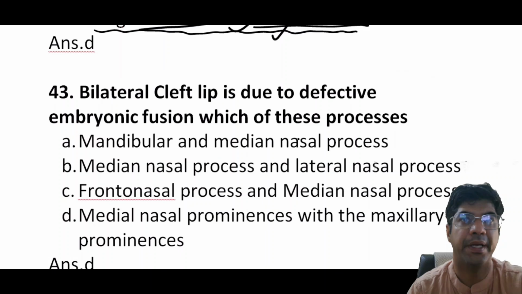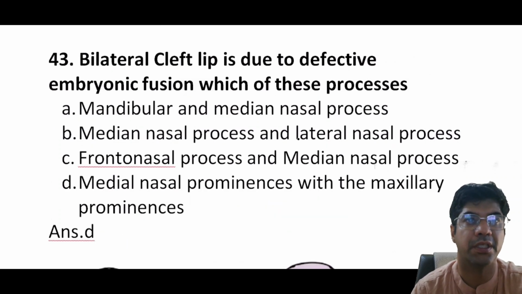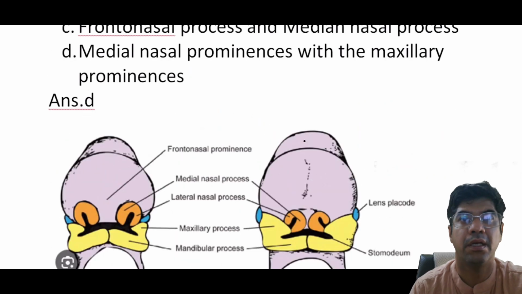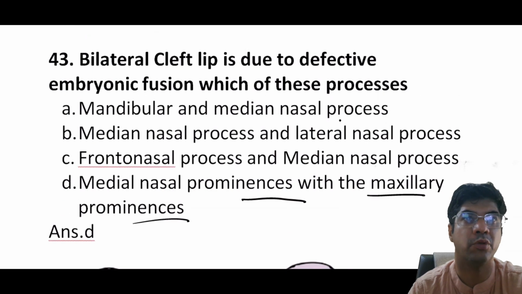Bilateral cleft lip is due to defective embryonic fusion of which of the following structures? The answer is D, median nasal process with the maxillary prominence. So the median nasal process and the maxillary process, bilaterally, leads to incomplete fusion, and that leads to bilateral cleft lip.